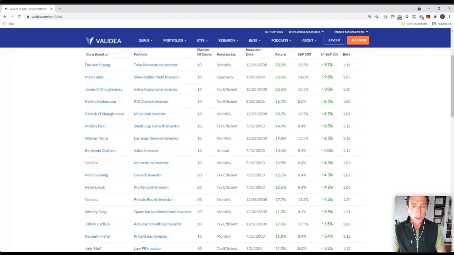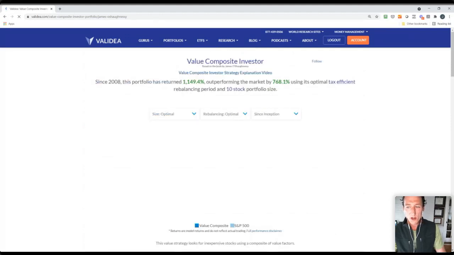So if you're doing this on your own, you want to find strategies that you have 100% confidence in and that you can stick with over the longest period of time to give you the best chance of success. But in terms of highlighting the value composite model, the reason I wanted to bring up this one is because this model performs best using our tax efficient rebalancing approach.